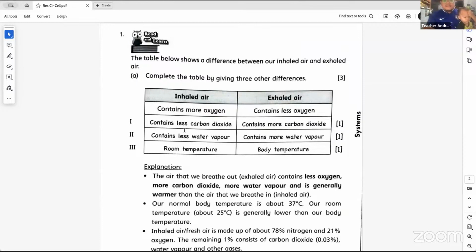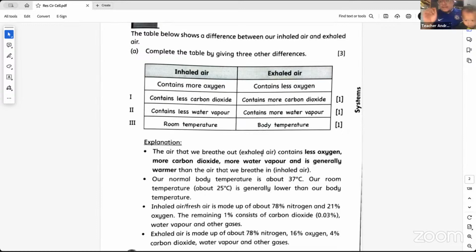And this is the table whereby inhale air contains more oxygen. Exhale air contains less oxygen. Inhale air contains less carbon dioxide. Exhale air contains more carbon dioxide. Less water vapor, more water vapor, room temperature, and body temperature. All right. The air that we breathe in consists of nitrogen, oxygen, carbon dioxide, and other gases. So it doesn't mean that when we breathe in, we only take in oxygen. No, we take in whatever the air has.